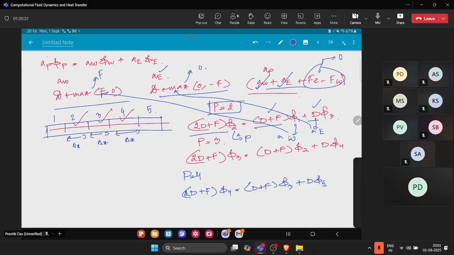Now you have to find the equation for the boundary cells. This one is 1, this one is 2, and this one is east, and this one is west. West corresponds to phi A, the value at the westmost boundary, which is given in the problem.